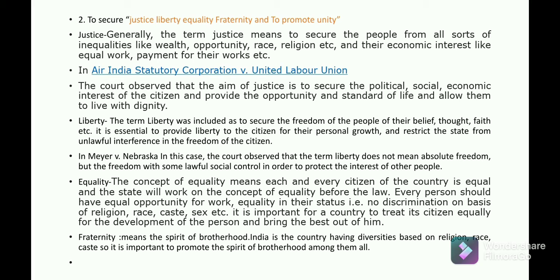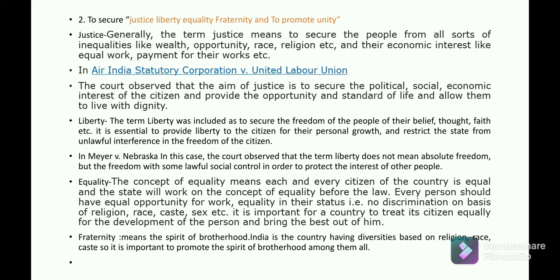Now, fraternity here means the spirit of brotherhood. There should be unity, and there should be no discrimination about where you are from. We all are living in the same country, with the same freedoms and the same fundamental duties. We are all sharing the same pot, and India consists of all the religions. We also have several religions, and we have several languages also.